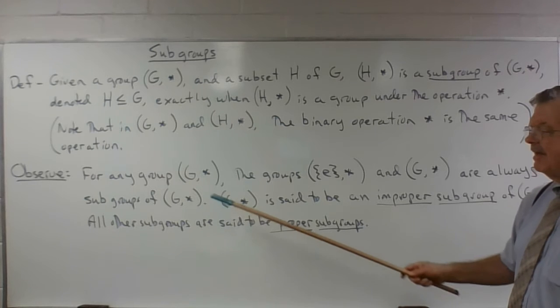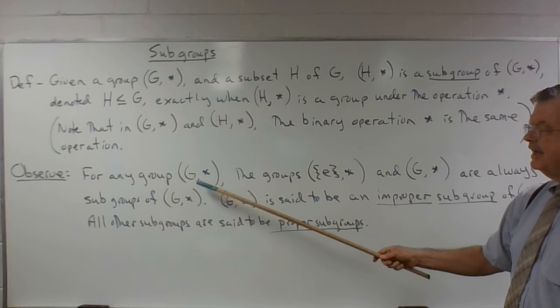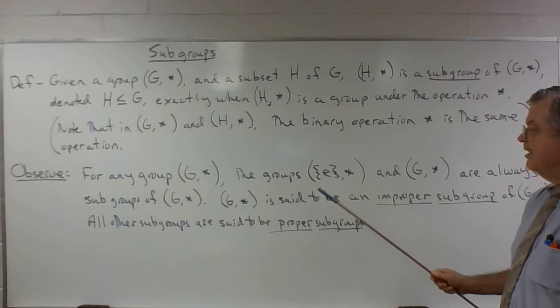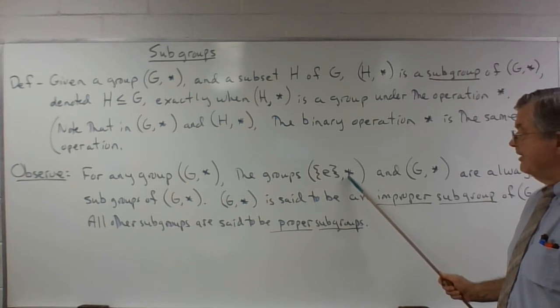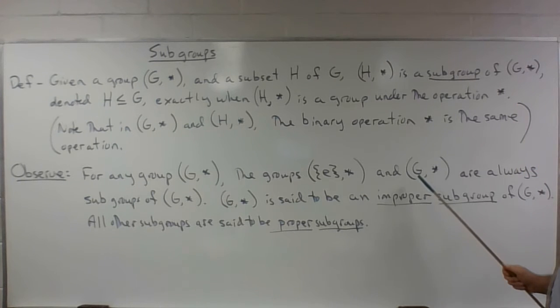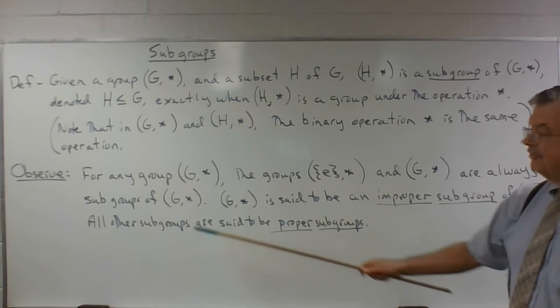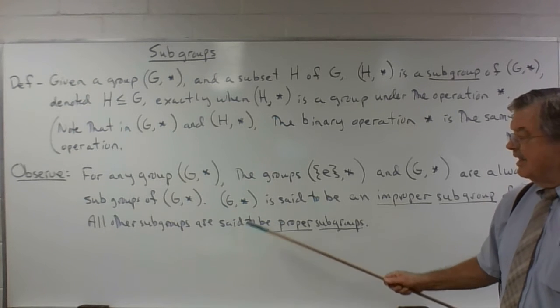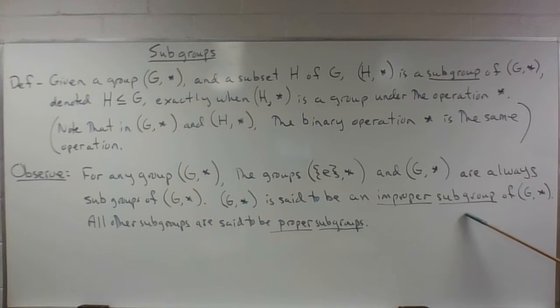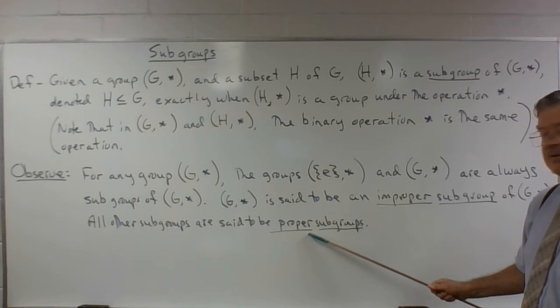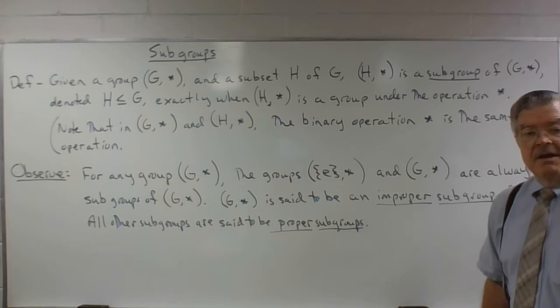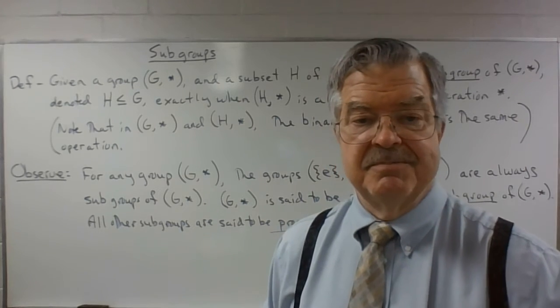Now, given any group G and a binary operator, the group consisting solely of the identity element plus that binary operator, along with the entire group G itself, are always subgroups of G. G is said to be an improper subgroup of itself. All other subgroups are said to be proper subgroups. Now, let's look at some examples.